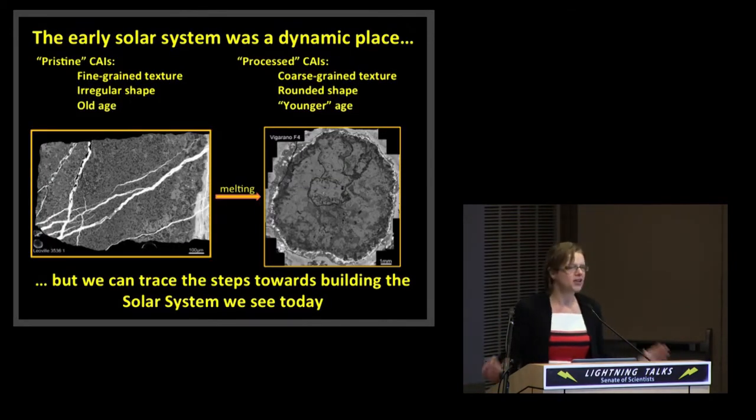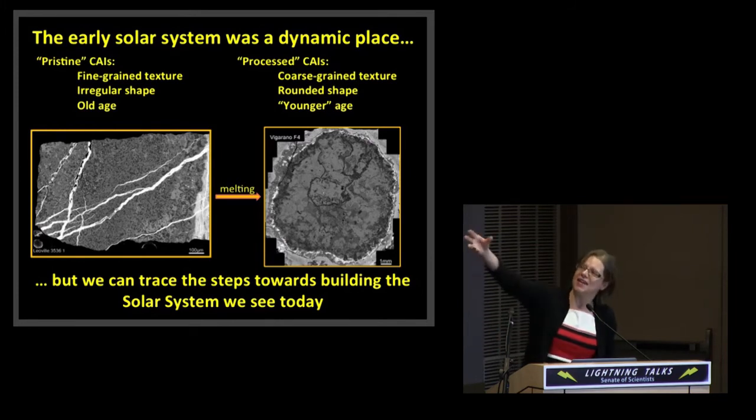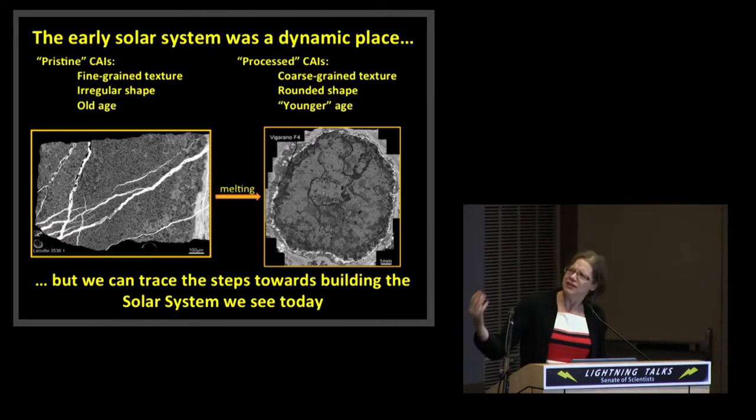So just to wrap up, I just want to emphasize that our early solar system was an incredibly dynamic place. When we look at our CAIs, we see such an incredible range. We have CAIs that record that first condensation event, and we see that in inclusions such as the one on the left, the fine-grained texture. And this type of inclusion has the oldest age of any CAIs we measure.